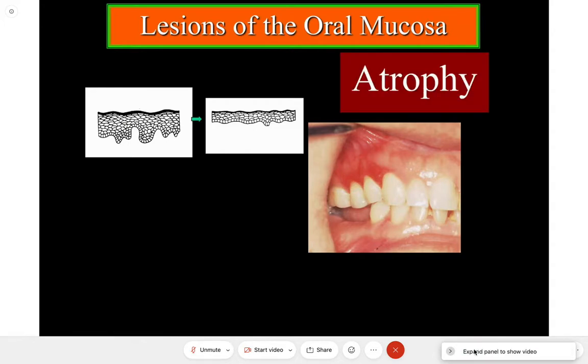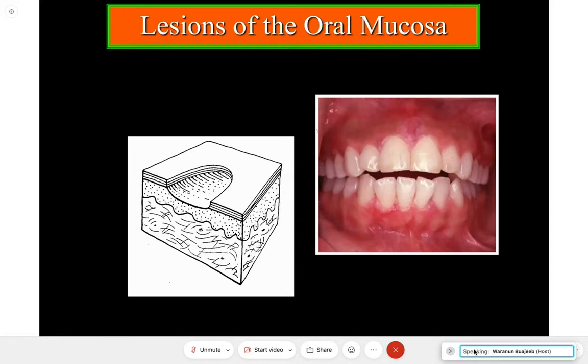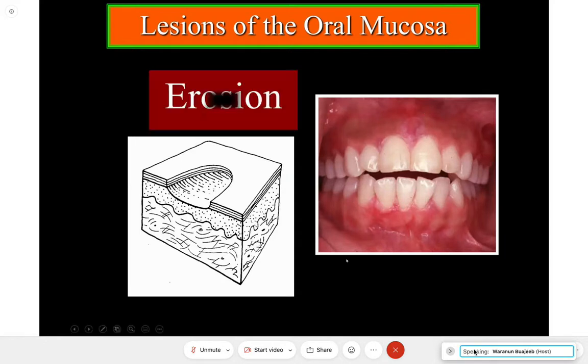This is called atrophy. And this type we call erosion. Sometimes if vesicle or bulla formation is very shallow, in the epithelium area only, and after the rupture, there is loss of the epithelium but it does not involve the connective tissue yet. So it means that the lesion is quite shallow. It means we can call it erosion. So not the whole part of epithelium was lost.